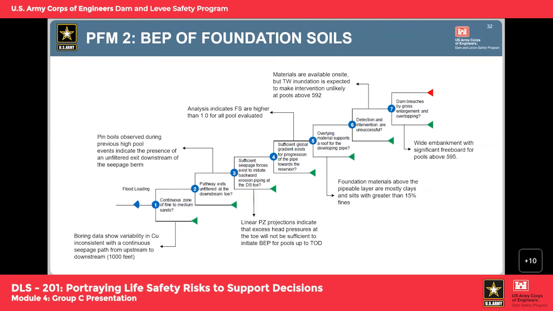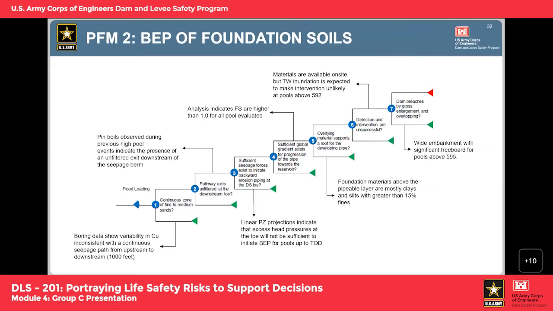But when pools exceed top of active storage, the downstream area is likely inundated by tailwater, reducing the ability to detect signs of distress. For pools above top of active storage, it's very likely that intervention will be unsuccessful, but for lower pools, past performance shows that project personnel can successfully intervene and arrest pin boil activity.